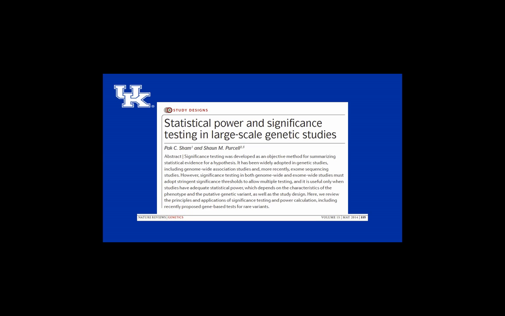So here's a paper. I've tried to paste papers into talks so that you can pull them if you'd like. Statistical power and significance testing in large-scale genetic studies, by Pak Sham and Shaun Purcell. Does the name Shaun Purcell ring a bell for anyone doing the tutorial? He was the original author of PLINK 1.07, which got sped up considerably when it moved under the auspices of Christopher Chang. So this is a worthwhile read.